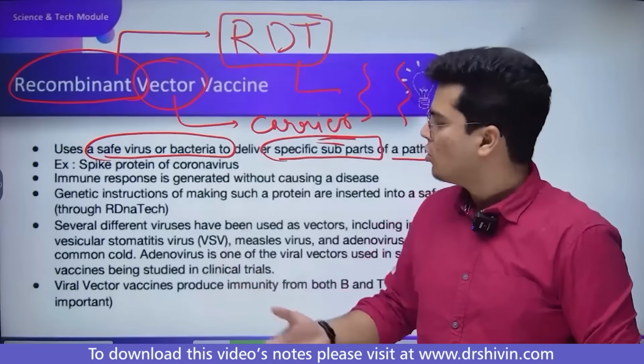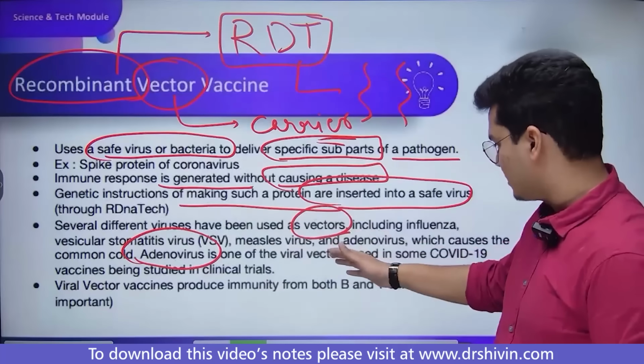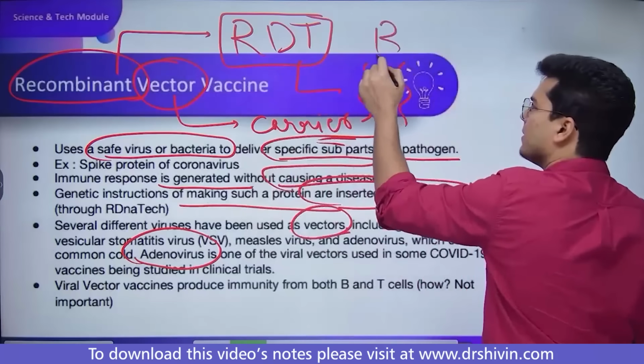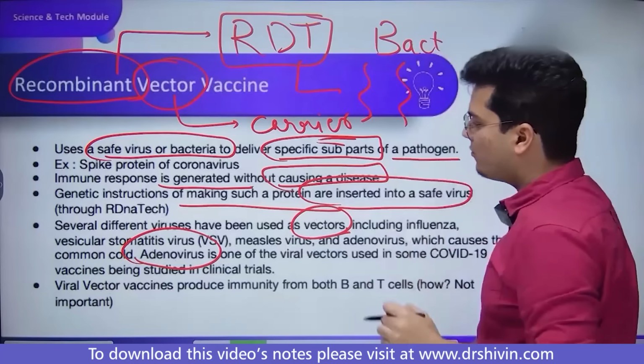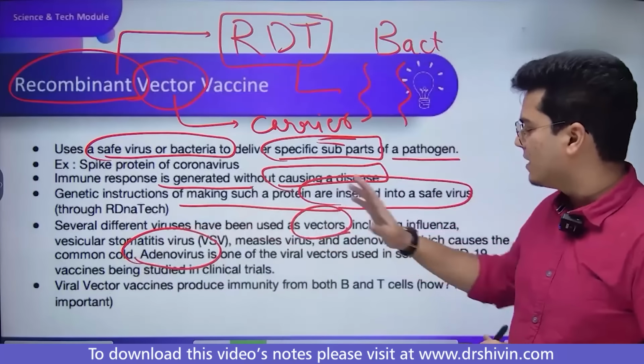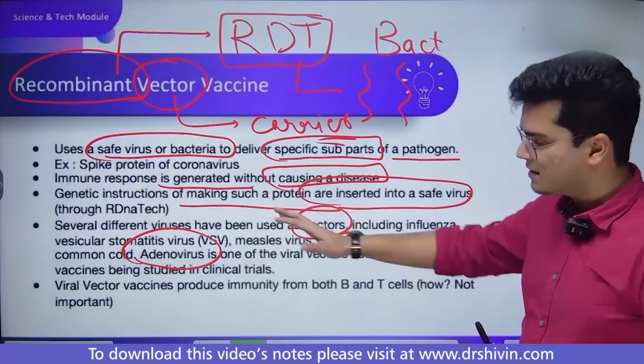The most common viruses are adenoviruses. What are adenoviruses? We will see tomorrow. But adenoviruses are the most common viruses that are used as vectors. Sometimes bacterial plasmids are used. The names of other viruses that are used, like vesicular stomatitis virus and measles virus, are written in the slide.